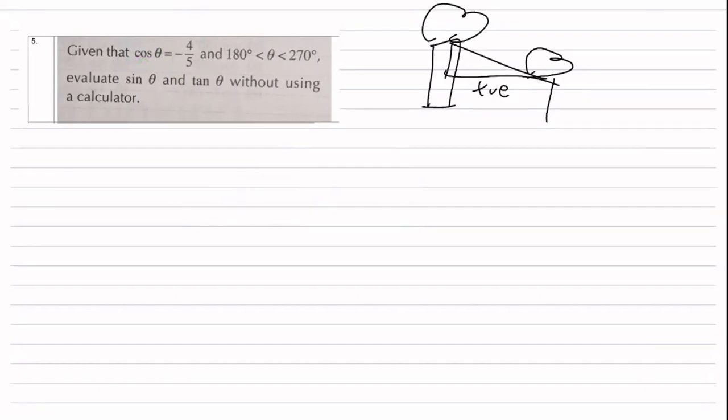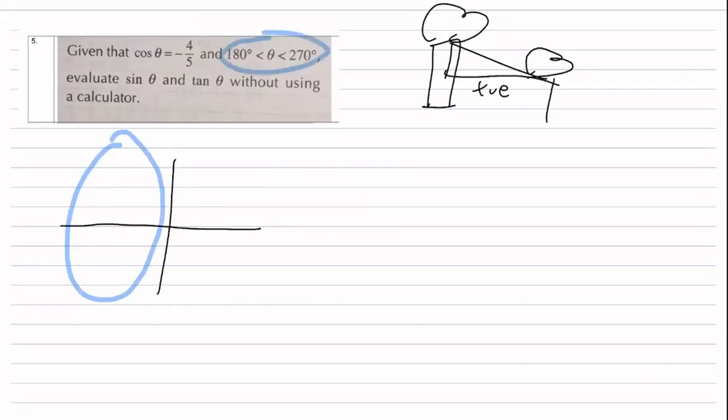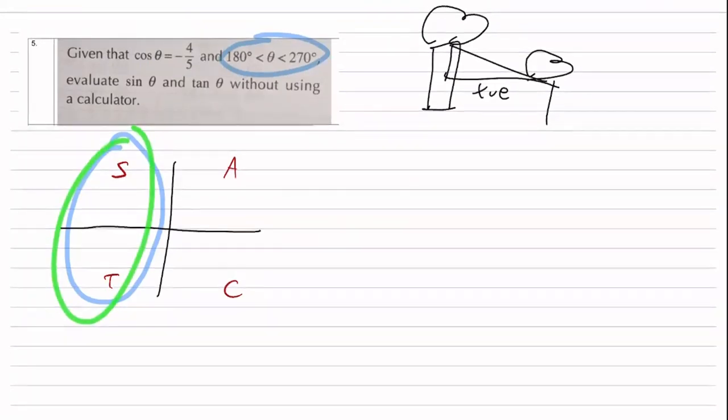Let me demonstrate. Cosine of an angle, they tell you 180 to 270. So where is 180 to 270? It's over here. How do I represent the angle? I'll just circle this region. Now you must remember ASTC. Here, sine and tangent are positive. So who's the odd one out that will always be negative in both quadrants?